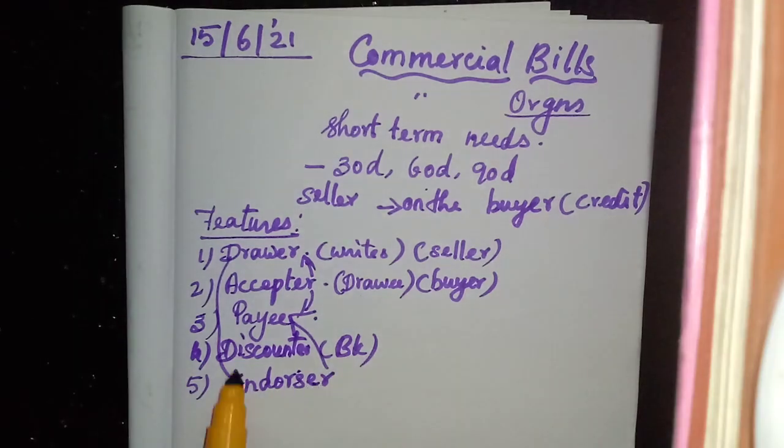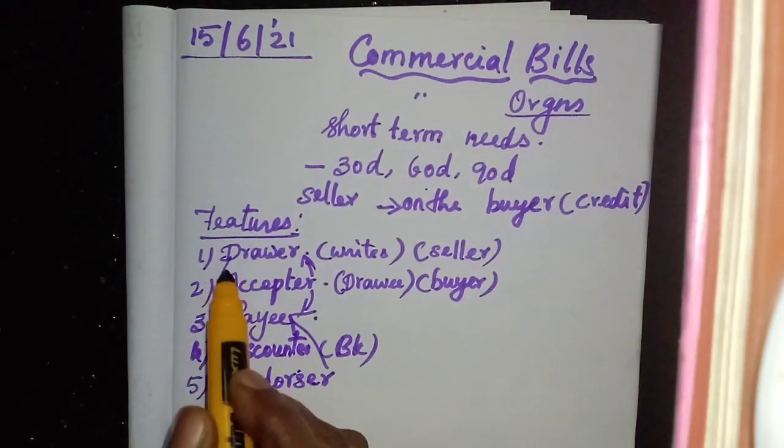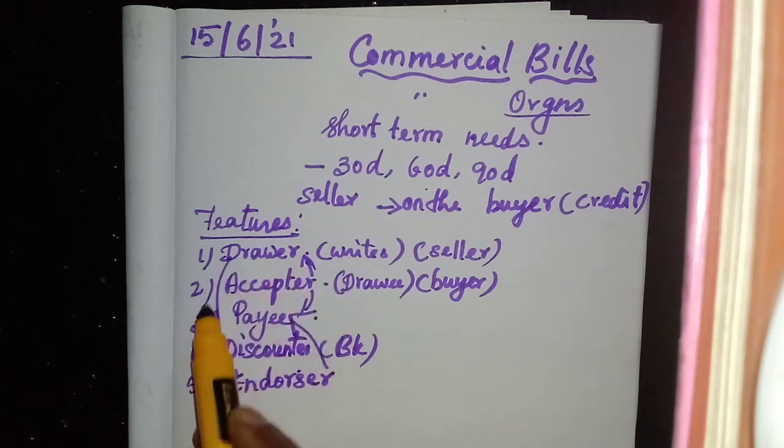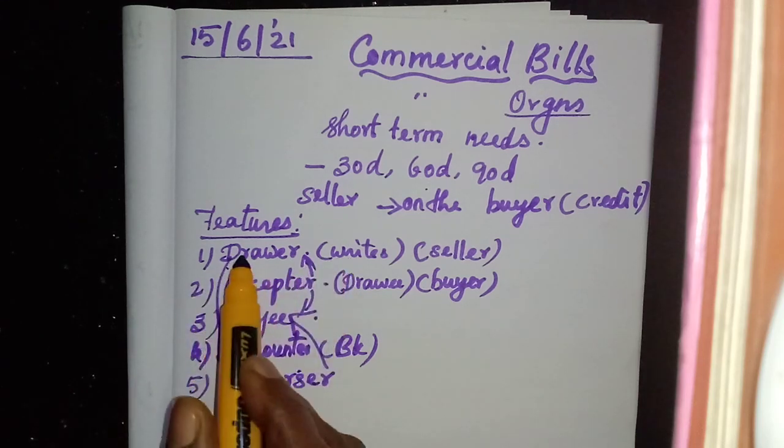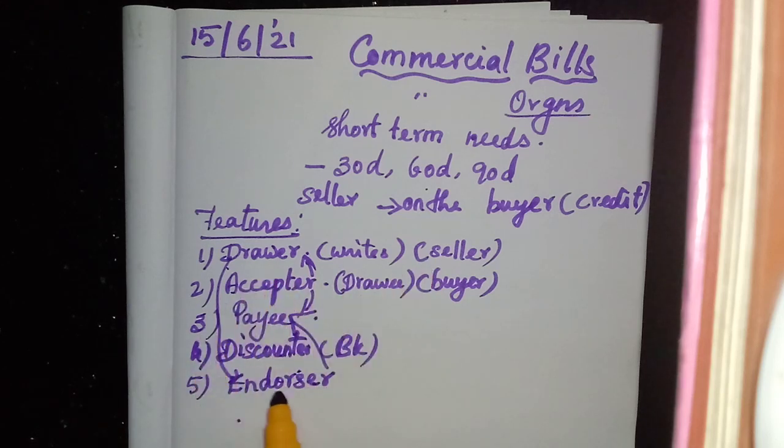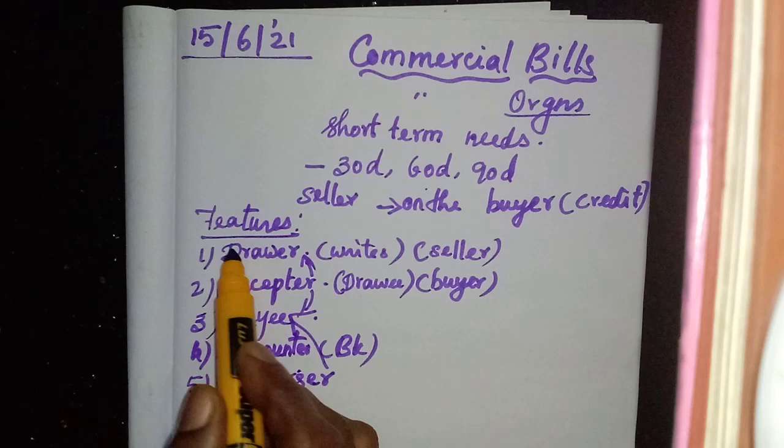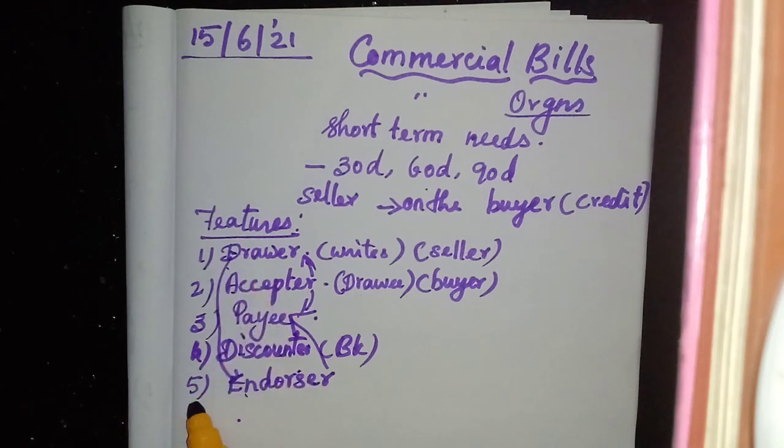Now we have studied endorser, that the drawer, or the one who makes the bill, one who writes the bill, can transfer the ownership of that bill to another person. That is called payee. So the drawer is called endorser.